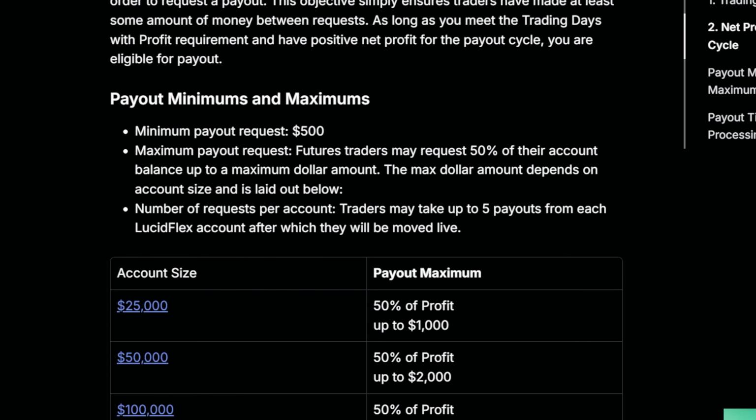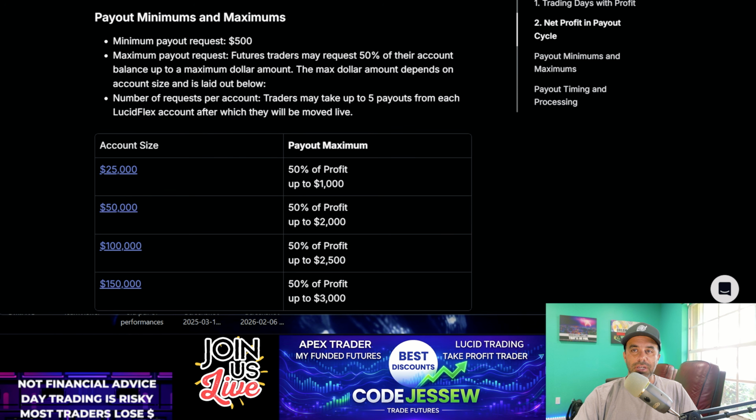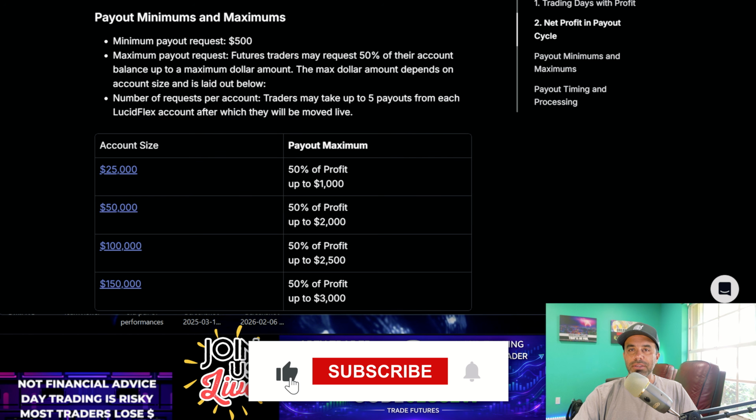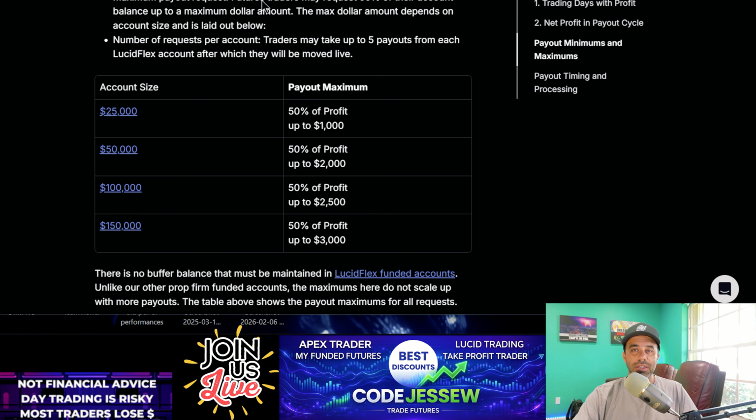All right, net profit in a payout cycle. Trader must have positive net profit, even if just $1 during a payout cycle. Sucks, but everybody does it, so it is what it is. This objective simply ensures the traders have made at least some money between payout requests. As long as you meet the trading days with profit requirements and have positive net profit for the payout cycle, you'll be eligible for a payout.